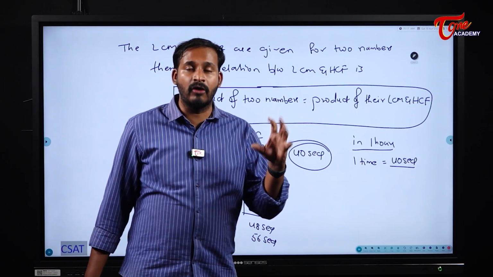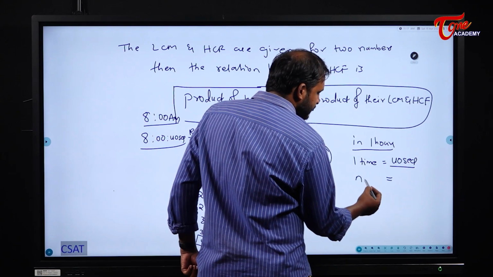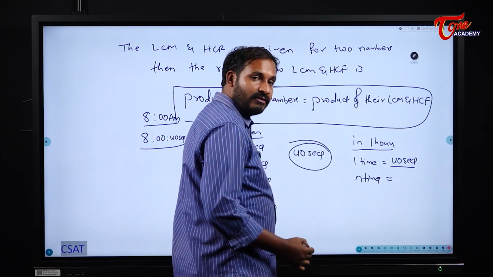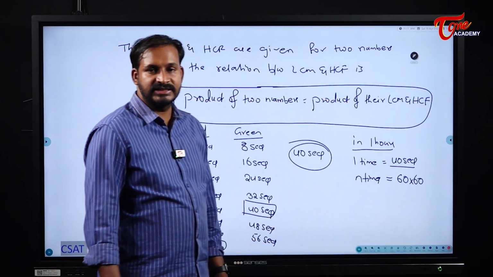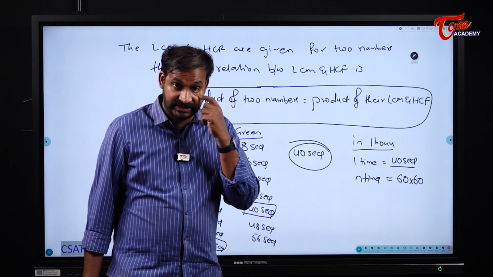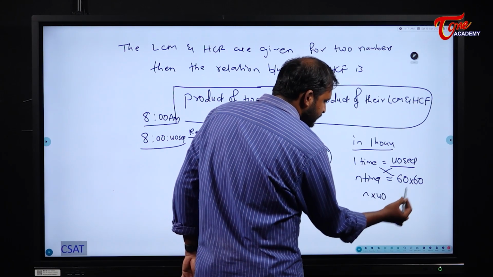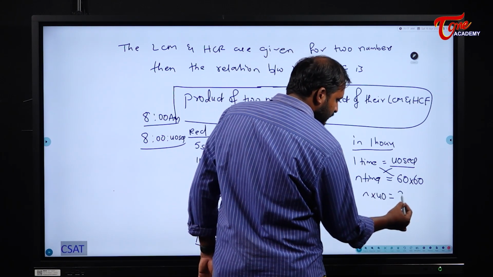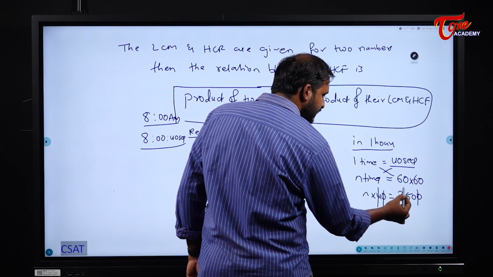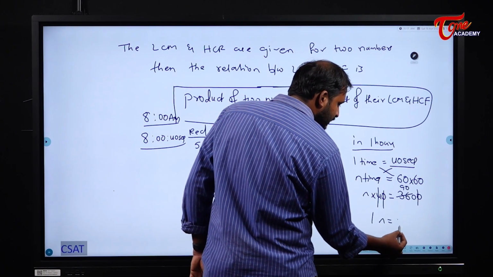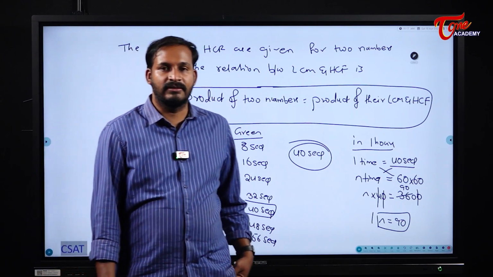So in 1 hour, how many times will they blink together? Assume n times. 1 hour means how many seconds? 60 into 60 seconds, because 60 minutes. Now cross multiply this, what will you get? n into 40 is equal to 3600. The zeros cancel, 4 nines are 36, so in 1 hour they blink together 90 times.